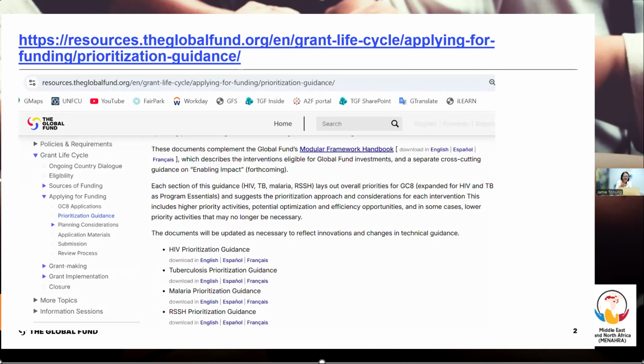These slides will be shared with you. I put a link there where you can find all the documents. On this particular page, I point your attention to the modular framework link on the first line of the content, which we will also quickly touch on now. Then you'll see all the other guidance on HIV, TB, malaria, and RSSH. You'll find the English, Spanish, and French translated guidance for all documents posted on our website.